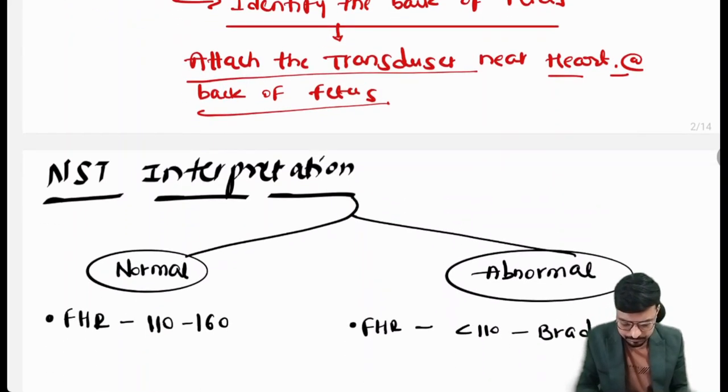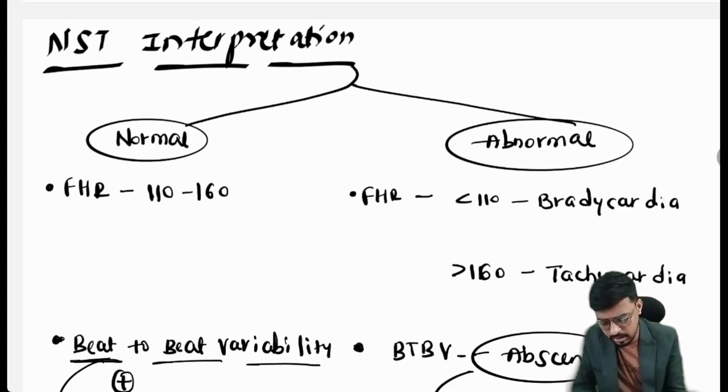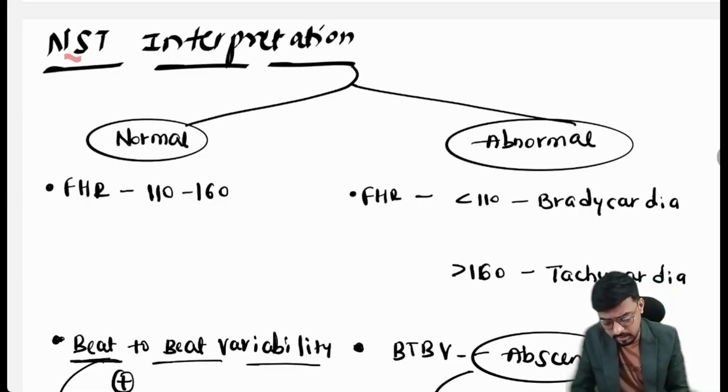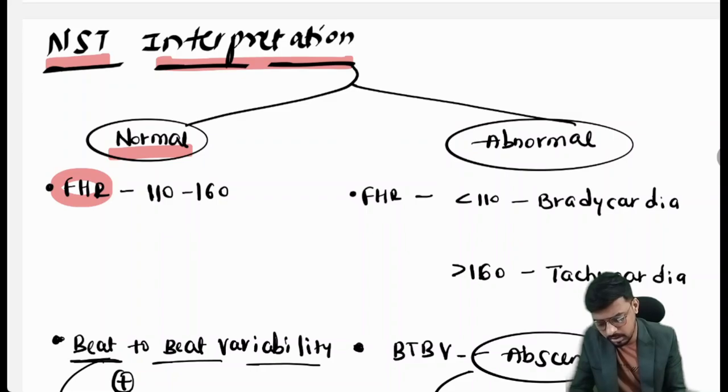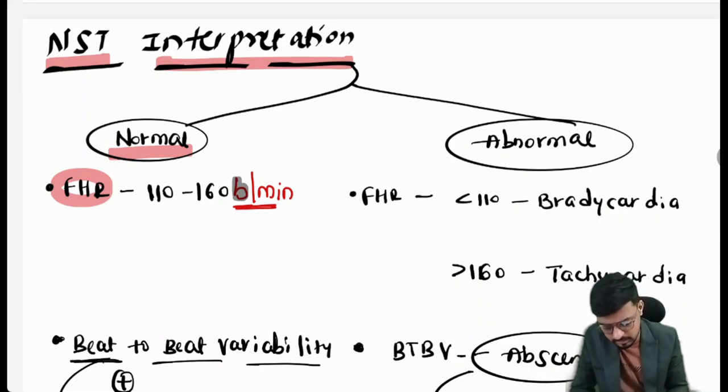Then next comes the interpretation of the non-stress test. First I will tell you what is normal, then I will go to the abnormal things. In the non-stress test, the basic thing we have to study is the normal. The fetal heart rate is the very important and fundamental thing we monitor. The normal fetal heart rate should be between 110 to 160 beats per minute. What is the normal fetal heart rate?